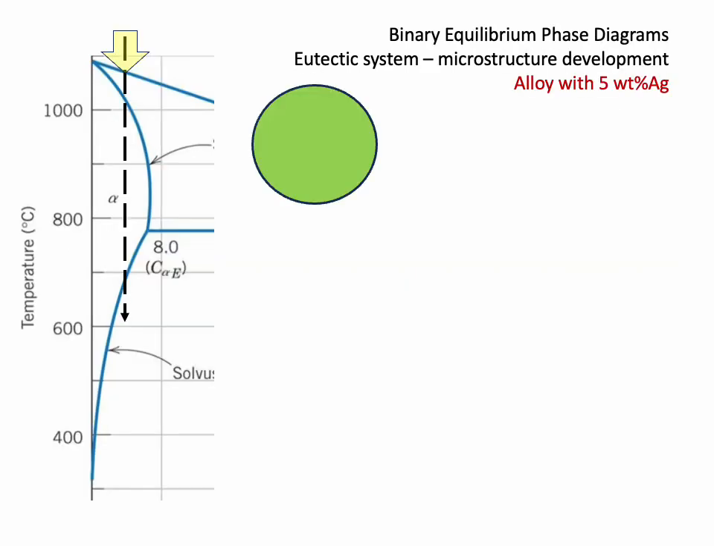when it is above the liquidus, then all I have present is liquid. Once I cross the liquidus, and this is hit the liquidus right there, I'm in the region that is alpha plus liquid. And so alpha, the solid, starts to form in that liquid.